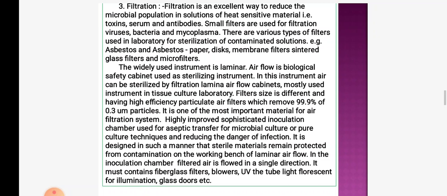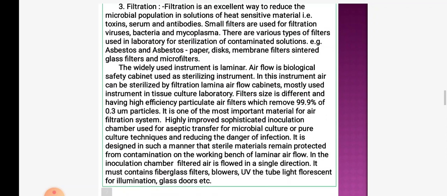In this instrument, air can be sterilized by filtration, laminar airflow cabinets. It is mostly used in tissue culture laboratory. Filter size is different, with high efficiency particulate air filters which remove 99.9% of 0.3 micron particles. It is one of the most important materials for air filtration systems.